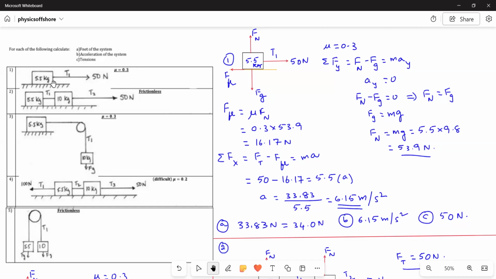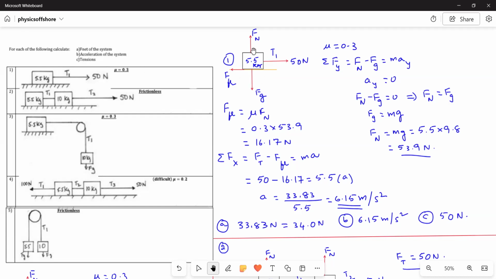So the first question is, a block is lying on a table, and somebody is pulling the block with 50 Newton force, and the coefficient of friction between the block and the surface on which the block is lying is 0.3. Now we have to find out F net of the system, acceleration of the system, and the tension.